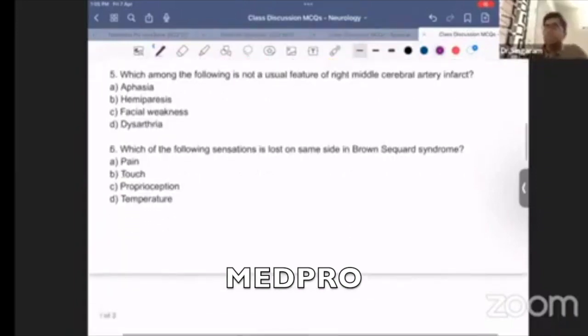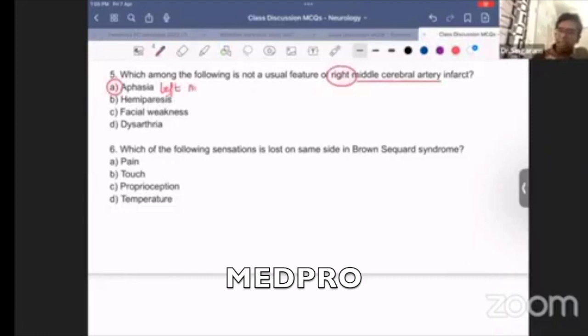Moving on to the next question. Which among the following is not a usual feature of right middle cerebral artery infarct? This is for you to answer. Can you get aphasias? Please answer that first. Aphasias will be a feature of middle cerebral artery problem only, but not on the right side. It will be for a left middle cerebral artery infarction, right? The question is very clearly mentioning right MCA. So it will be the answer, because left MCA only is supplying the left part of the brain and it will involve the speech areas. Are you able to understand this? So please make a note of this.